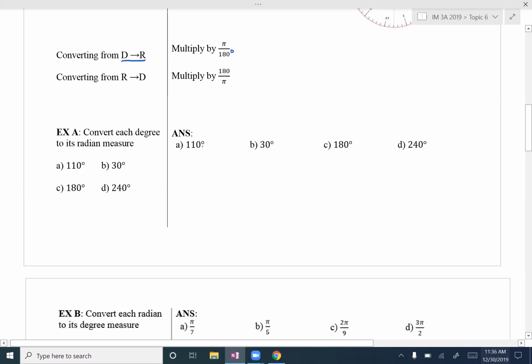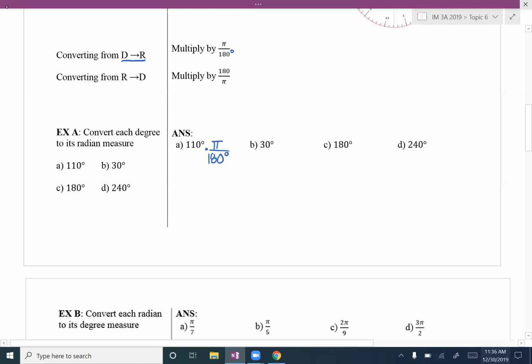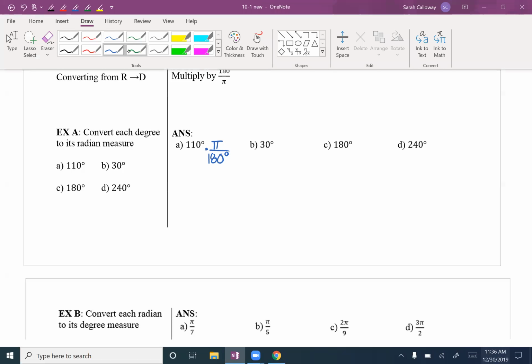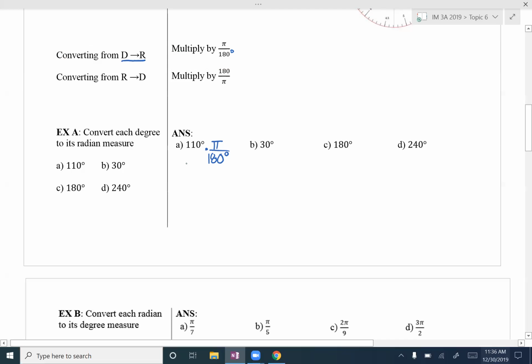So if I have 110 degrees, I'm going to multiply that by pi over 180 degrees. It's not 188. And again, the reason that we're doing this is because pi and 180 are actually equivalent. So 180 degrees is pi radians. And so when we're doing this in degrees, what we want to do with our value is write it as a simplified fraction and keep pi involved.